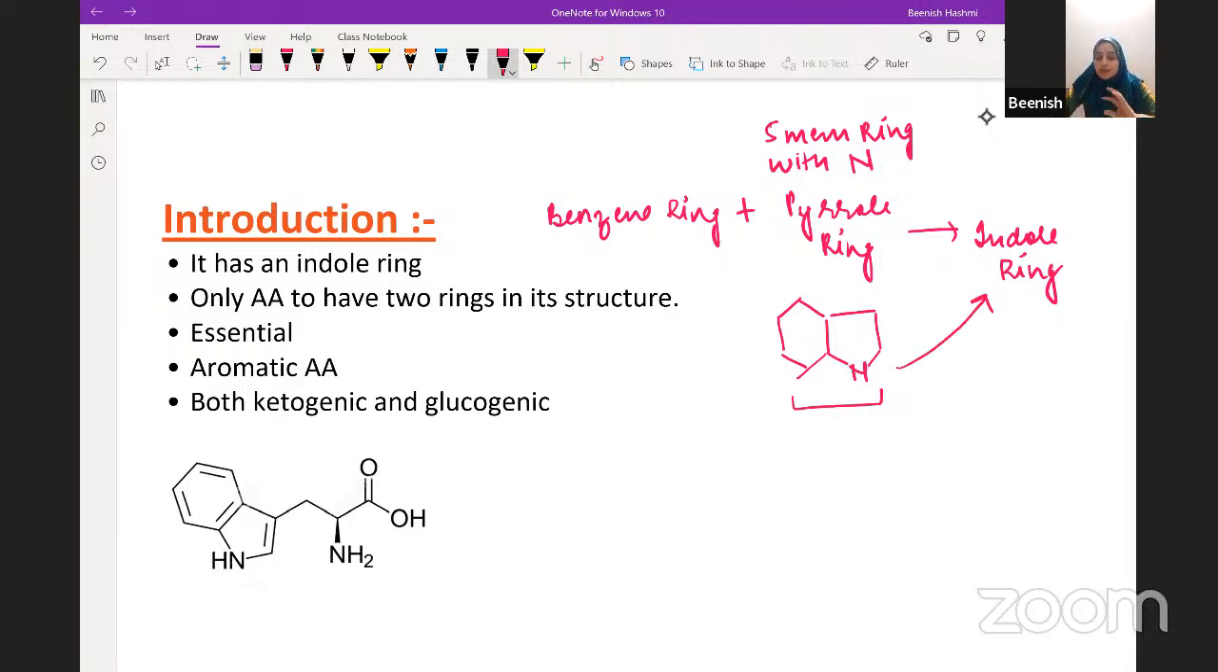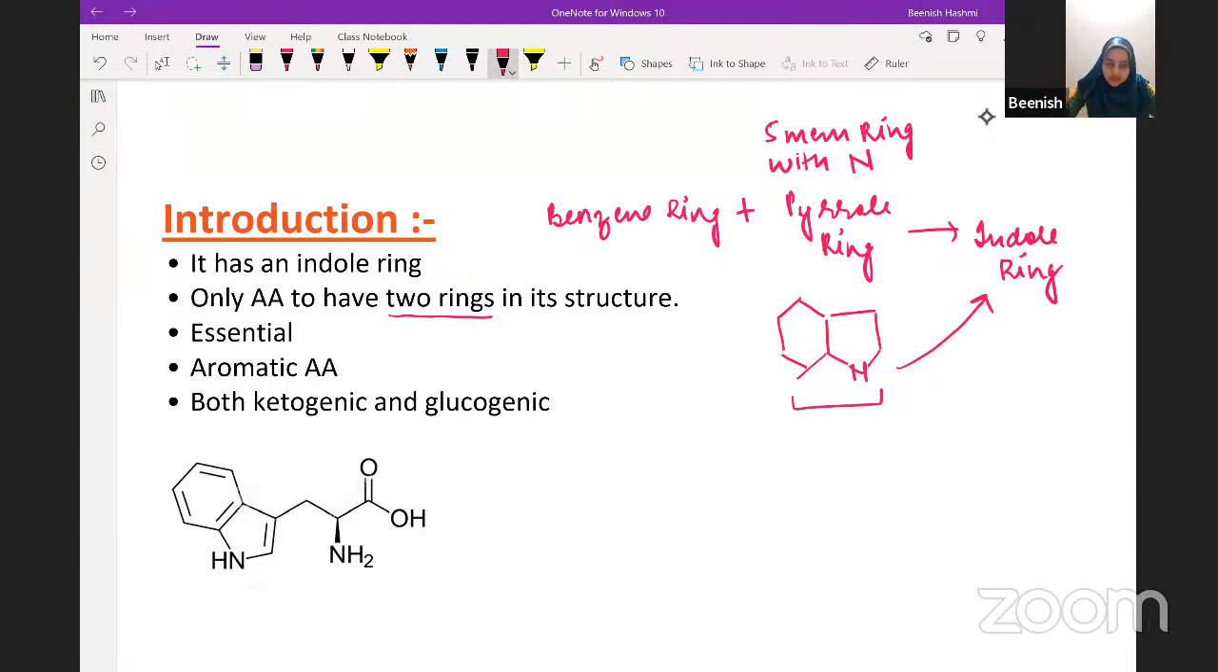So this indole ring is a characteristic feature of tryptophan. This is present in tryptophan. So it is the only amino acid with two rings in its structure. Okay. So you might get an MCQ like, which of the following amino acids have two rings in their structure? So your answer will be tryptophan.